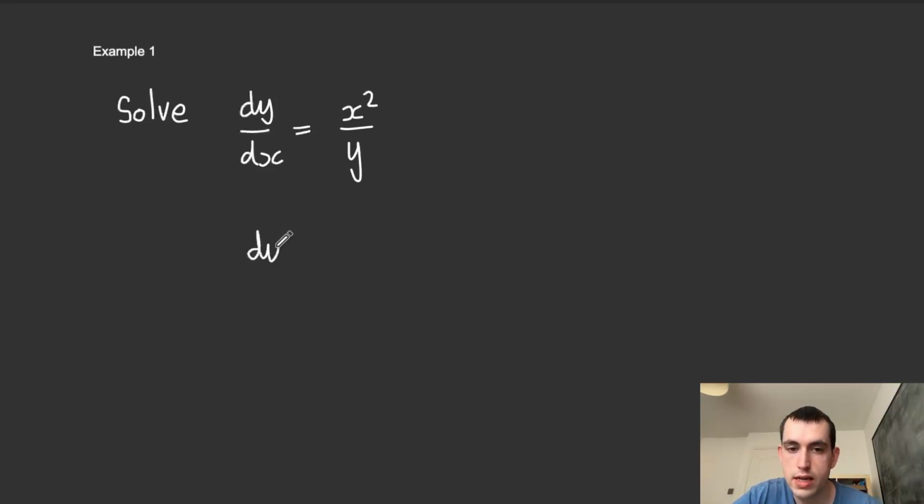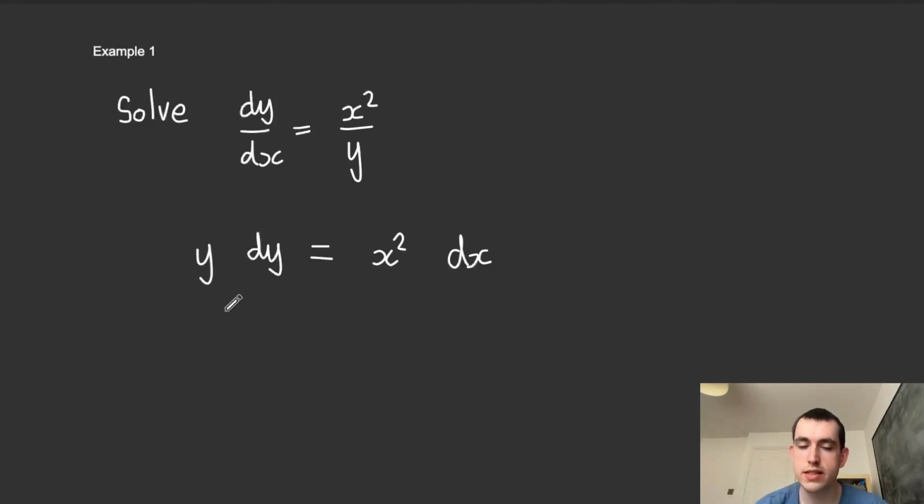The y, I'm going to leave where it is. The dx, I'm going to times by that on both sides and move it to the right hand side of the equation. The x squared, I'm going to leave where it is. But the y, I'm going to times that on both sides and move it to the left hand side of the equation. So what I've done is I've times by the denominators and I've now got something with no fractions whatsoever. So it looks a bit neater.